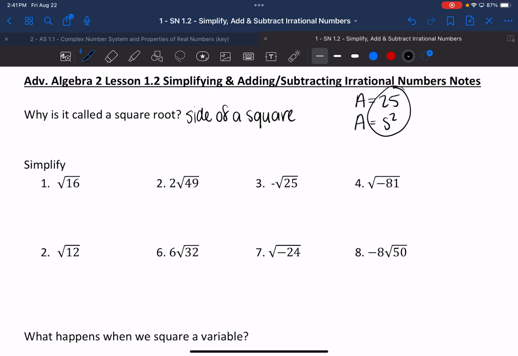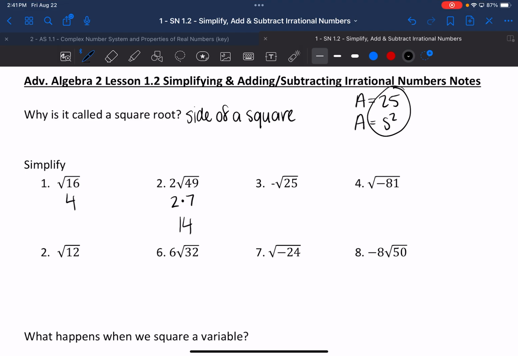Okay. So, in the first section, we're just going to simplify square roots or radicals with numbers under them. So, on number 1, what's the square root of 16? 4. What about on number 2 when it says 2 root 49? 14. How do we get 14? 2 times 7, because the square root of 49 is 7. There was already a 2 there, and we're supposed to then multiply those terms together, right? Good. What about number 3?